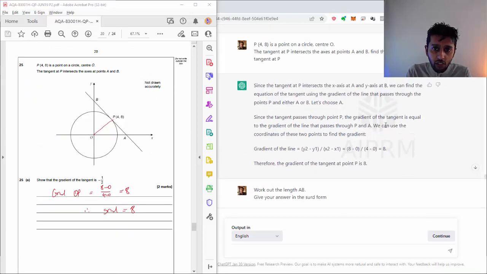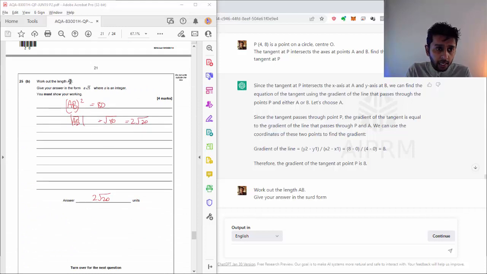Number 25, I tried to describe this diagram to ChatGPT the best way that I could. And the answer it gave, well, the question was show that the gradient is -1/2. The answer it gave is that the gradient is 8. So this is clearly wrong, but I've copied it in. Maybe it's worthy of 1 mark, but we'll find out soon.